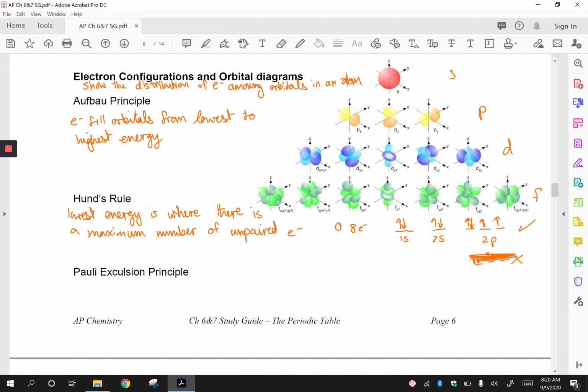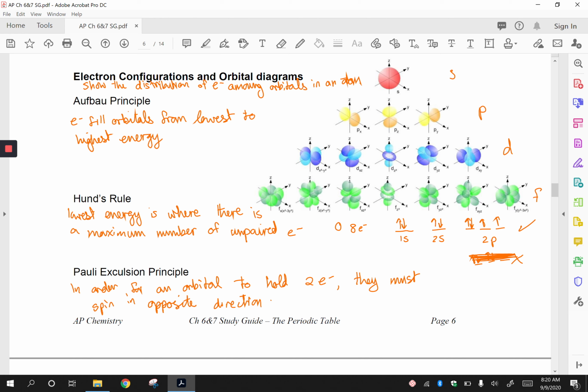We kind of already said that up there. Basically, we're saying that each orbital takes up 2 electrons, but in order for the orbital to take 2 electrons, they must spin in opposite directions. In order for an orbital to hold 2 electrons, they must spin in opposite directions. Which we show by the up and the down arrow.